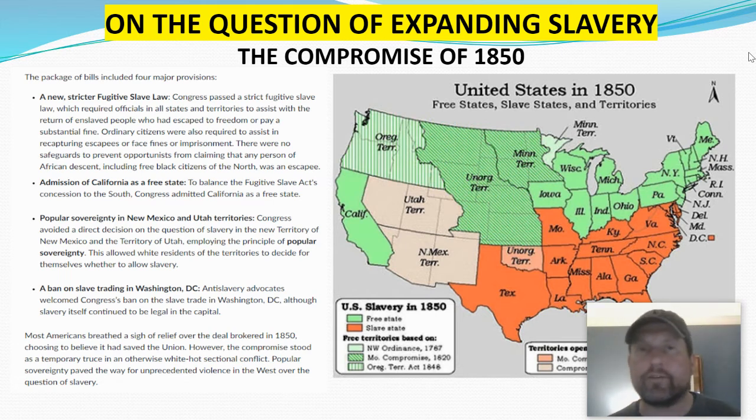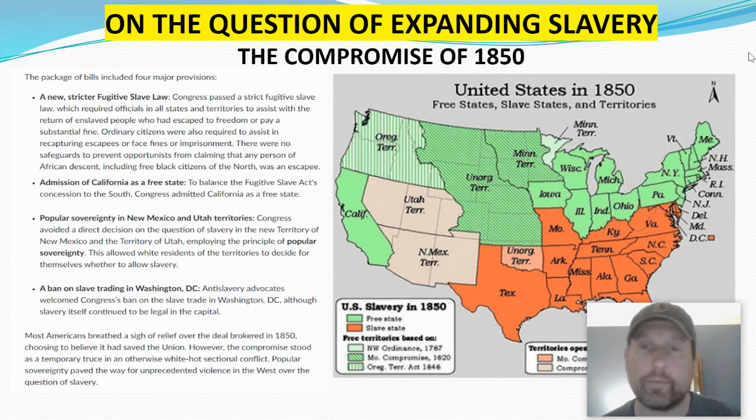And then there is the concept of popular sovereignty, which is a phrase we should know, that people are sovereign, people have the power. And here it's nothing more than absolutely the can being kicked down the road. It says in the New Mexico territory and in the Utah territory, we are going to allow the people living in those territories to vote whether or not they want to be slaveholding territories and eventually states, or free territories and eventually states.